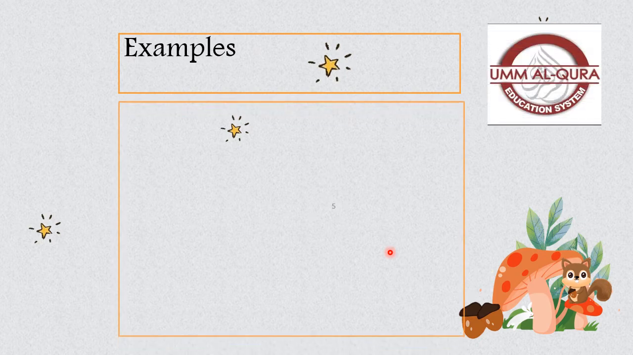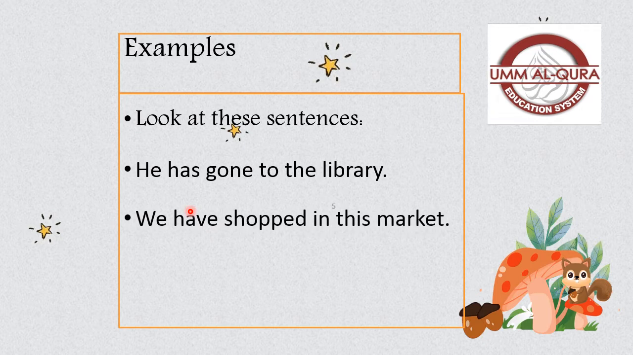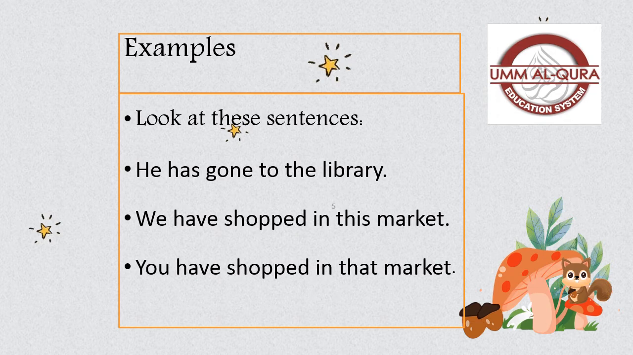Now we will move to our next step, examples. We are going to discuss a few examples related to present perfect tense. Number one is he has gone to the library. He is singular, so we use has. Helping verb with singulars, I have already explained that. We have shopped in this market, we is plural, and have for plurals. The last example is you.